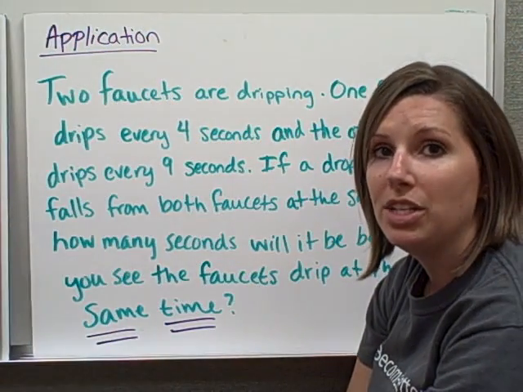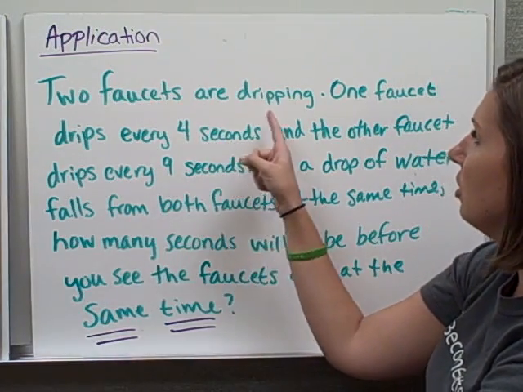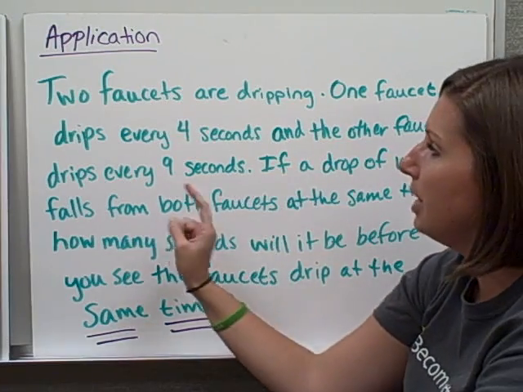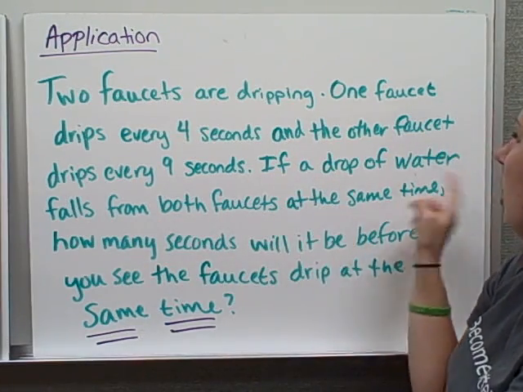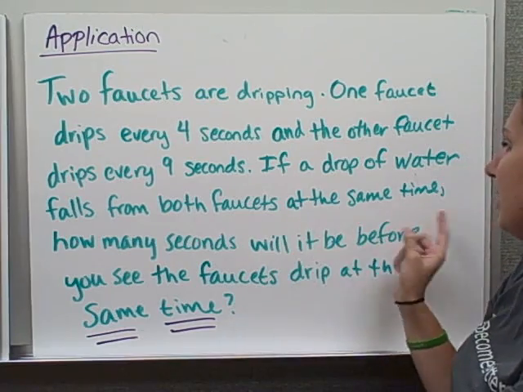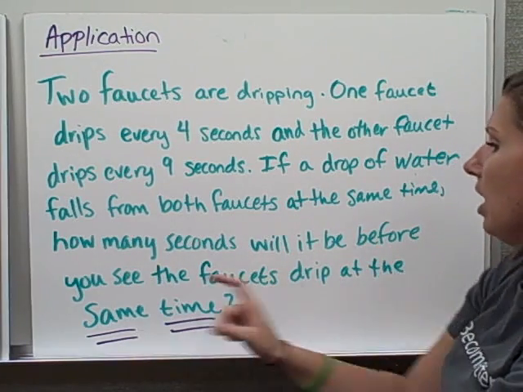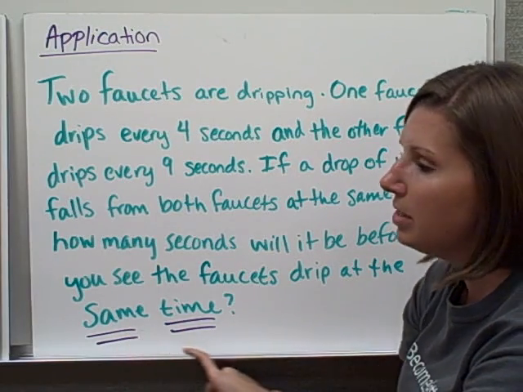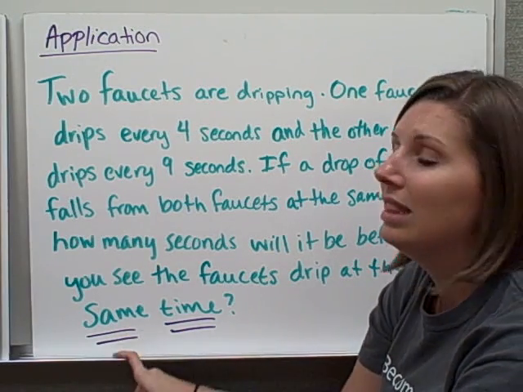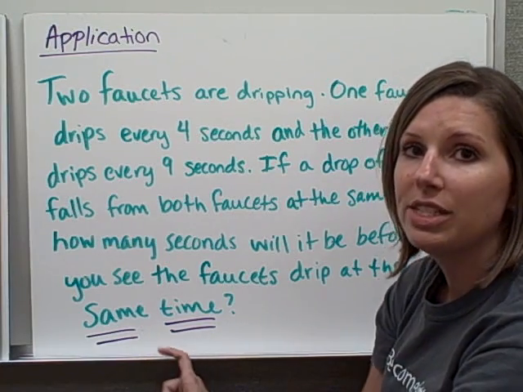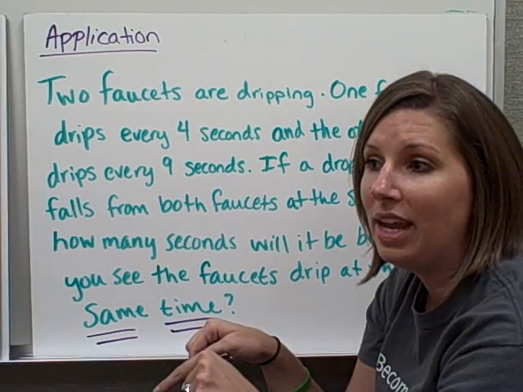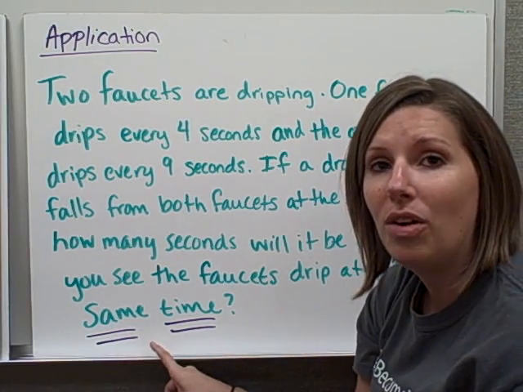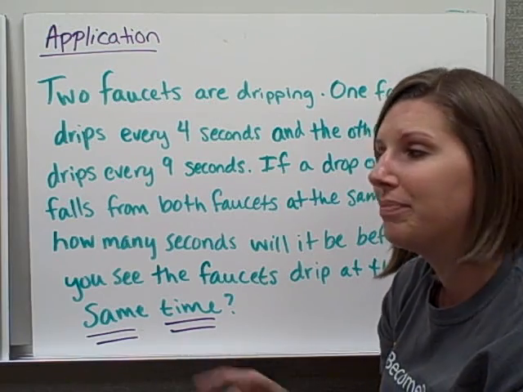A little bit of application for us. Two faucets are dripping. One faucet drips every 4 seconds and the other faucet drips every 9 seconds. If a drop of water falls from both faucets at the same time, how many seconds will it be before you see the faucets drip at the same exact time? Same time. So we're doing the least common multiple. It's the first time the faucets are dripping at the same time. So that's your signal that you need to be finding the LCM.